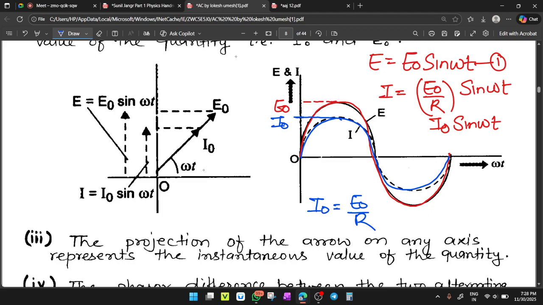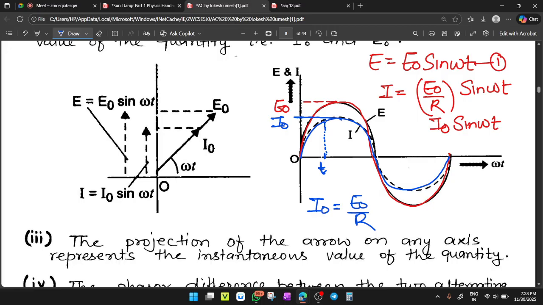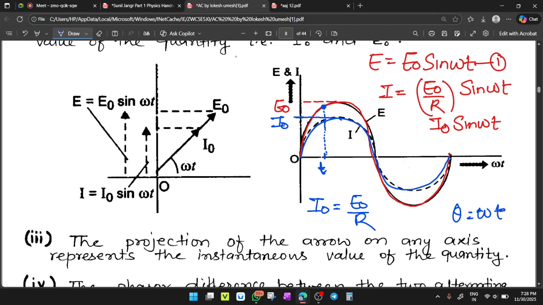Okay. Now, talking about the phasor diagram. Consider at any time t. Suppose this is your time t. Check the values of current and voltage. This is the value of current and this is the value of voltage. Clear, beta? So at any time t, what is your angle? The angle theta equals omega t. Yes or no?